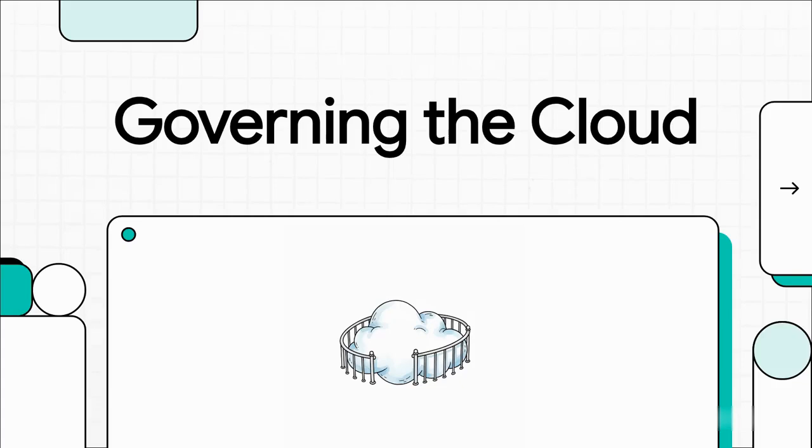You know, in the cloud, everything is about speed. But here's the billion-dollar question. How do you move fast without breaking things? It's this constant tug of war, right? Trying to keep everything secure and under control without slowing everyone down. Well, today we're going to dive into how you can solve that exact puzzle on Google Cloud using a really powerful idea called policy as code.